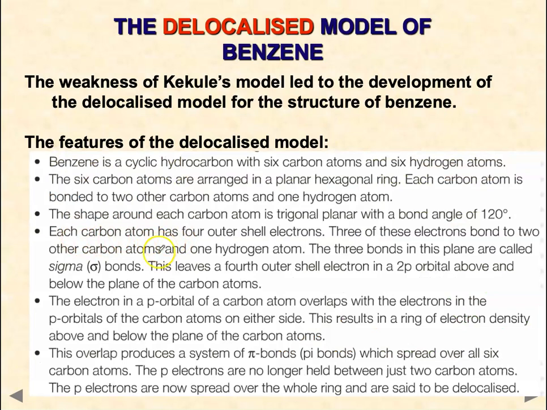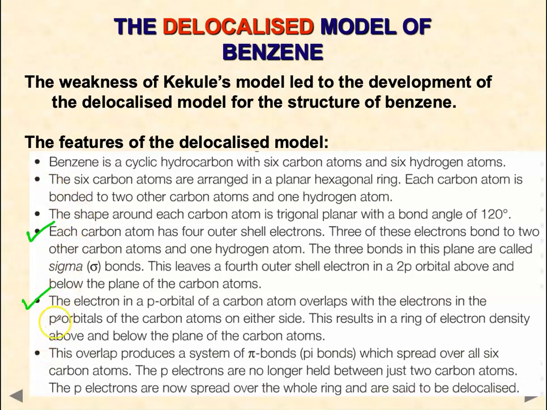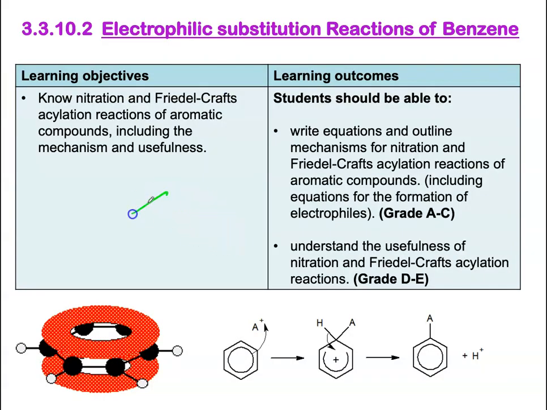You can pause the slide here and have a read of this. What I would say is the last 3 bullet points are worth reading. This overlap of p orbitals produces pi bonds. Can you see the p orbital overlaps to form a cloud of pi electrons spread over the 6 carbons in the benzene ring, which gives benzene its delocalization, and hence benzene is drawn like this with a circle in the middle.